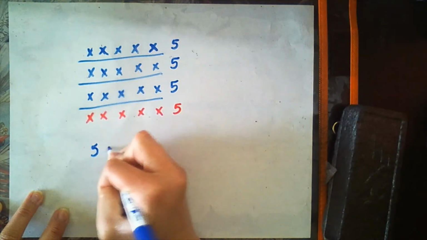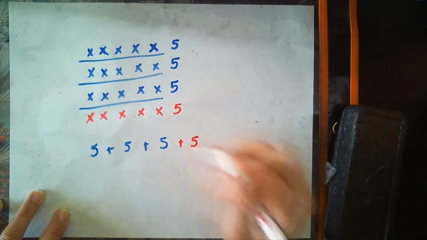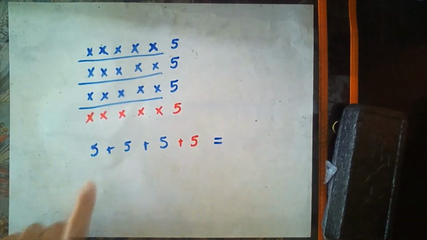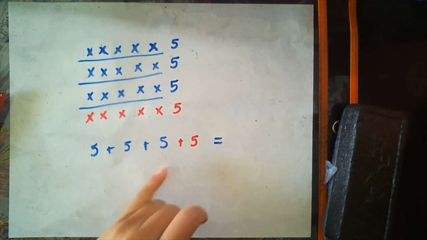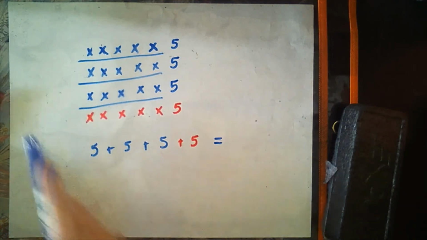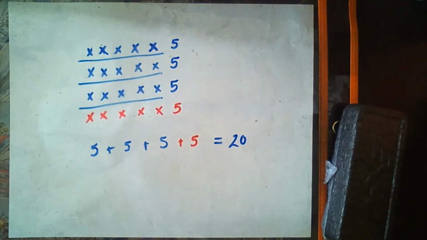Our repeated addition number sentence changed from just 5 plus 5 plus 5 to now another plus 5. So that's how it changed. And 5 plus 5 is 10, plus 5 is 15, plus 5 is 20. So our whole would be 20, and that's how our number sentence would change.